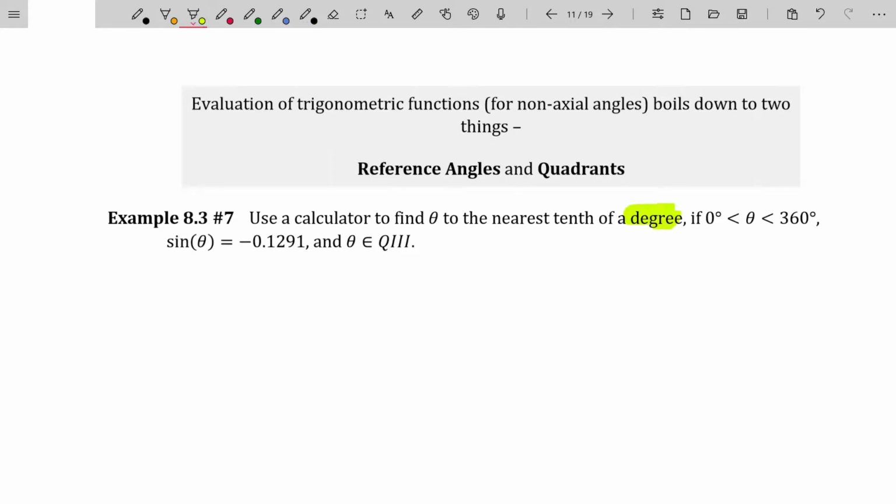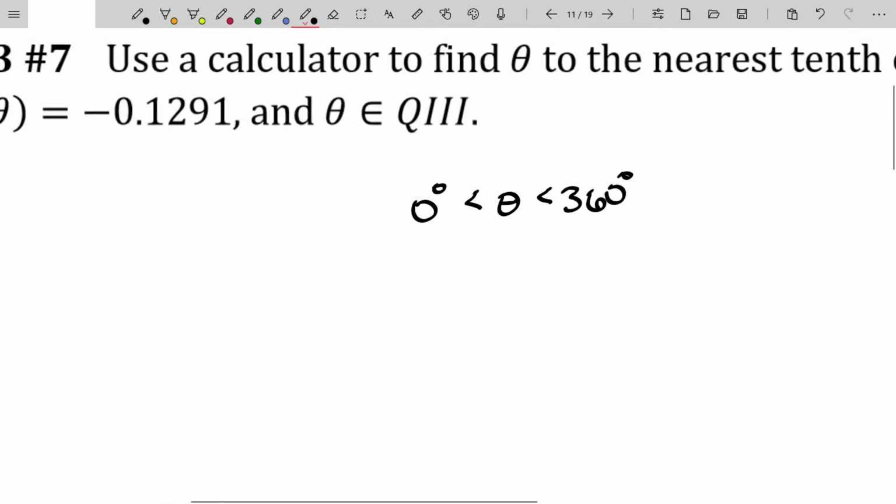One, we need degrees. Two, we're given three separate conditions. Our three separate conditions are the following. Theta is between 0 and 360 degrees. So I have a full rotation to deal with here. There might be multiple answers.